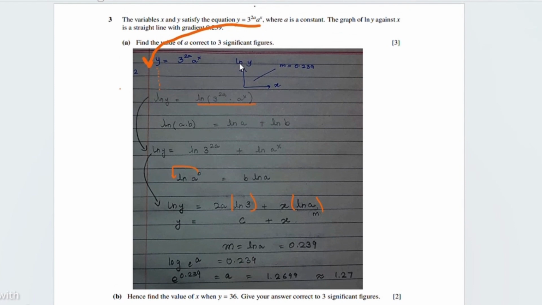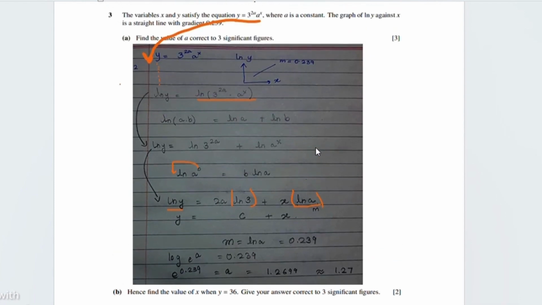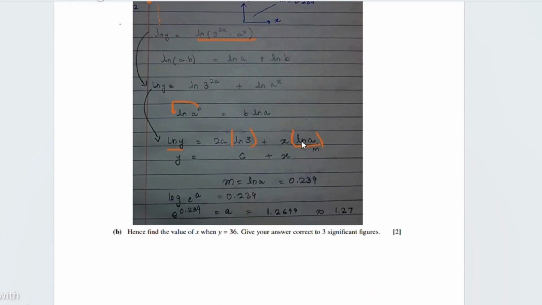They said that they're plotting ln y on the y-axis and x on the x-axis. So I'll turn this equation into y equals mx plus c, the popular form that everyone knows. Ln y becomes y, and x stays as x. This ln a becomes m, and c is 2a ln 3, which is the y-intercept. So our gradient is m, which is ln a, and they've already provided the gradient in the question: 0.239. So m, or ln a, equals 0.239.